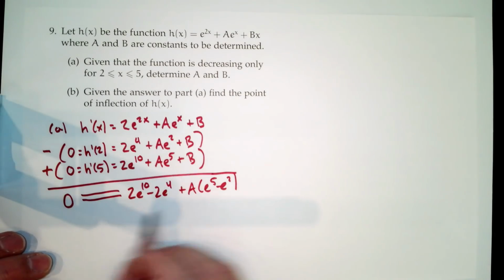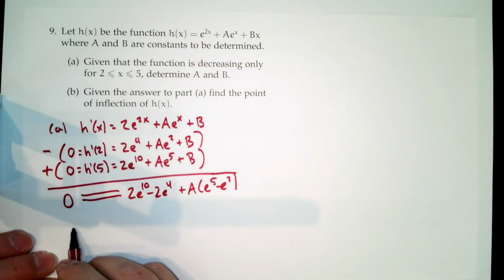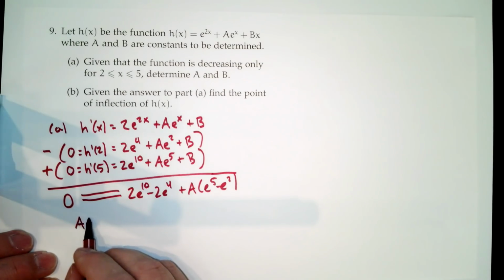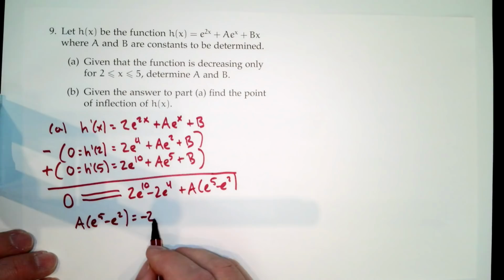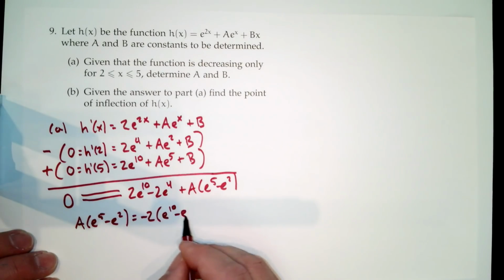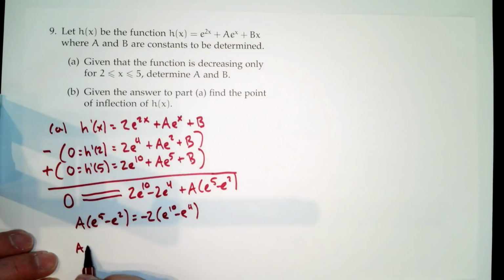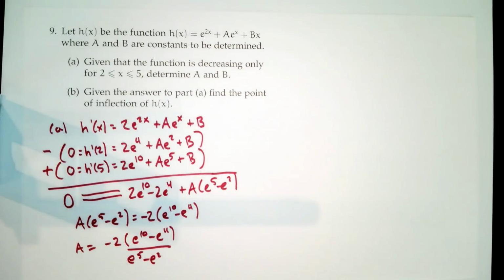So at this point, we can do a little bit of rearrangement. I could say, for instance, that a times e to the 5th minus e squared is equal to negative 2 times e to the 10th minus e to the 4th. Or that a is equal to minus 2 times e to the 10th minus e to the 4th, divided by e to the 5th minus e squared. Okay, in some sense we've solved for a. But you know, I like to go one step further. Let's simplify.